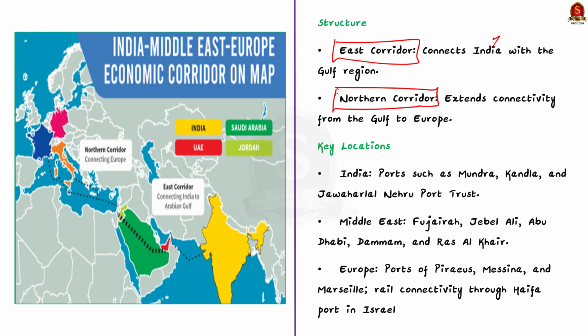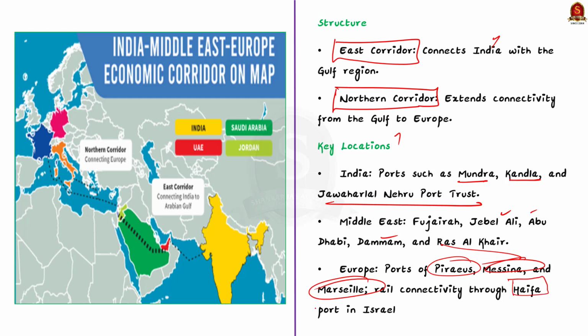Okay, now let us see the ports which are crucial in this corridor. In India, ports such as Kandla, Mundra and JNPT serve as the corridor's southern anchors. In the Middle East, Jebel Ali, Abu Dhabi, Dammam and Ras Al Khair will link the Gulf with India. In the European part, ports such as Piraeus, Messina and Marseille are identified as the northern terminals connecting it with the European market. Know that this corridor will ensure continuous rail connectivity, especially from the Gulf to Europe through strategic points like Haifa port in Israel.